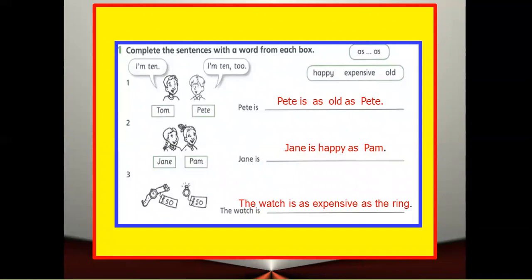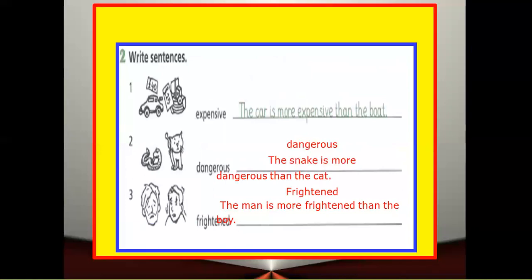Happy, expensive, old. 1. Tom is as old as Pete. 2. Jane is as happy as Pam. 3. The watch is as expensive as the ring. To write sentences. The car is more expensive than the boat. Dangerous. The snake is more dangerous than the cat. Frightened. The man is more frightened than the boy.